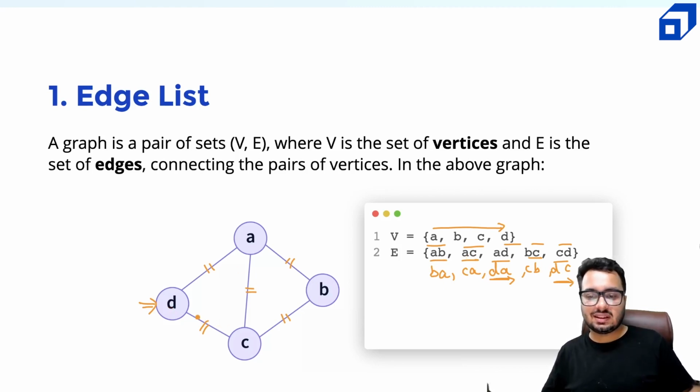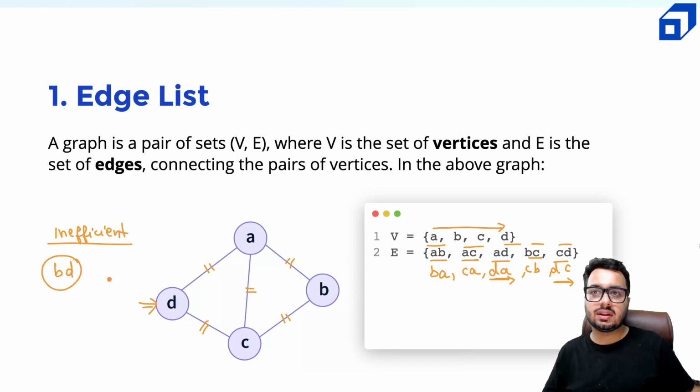But this kind of representation is pretty inefficient if you have to find whether there is an edge between, let's say, B and D. I want to see whether there is an edge from B to D. The answer is it is inefficient, because you have to do a linear search over the whole list. That means you have to spend order of E time looking for whether such an edge exists or not, right?